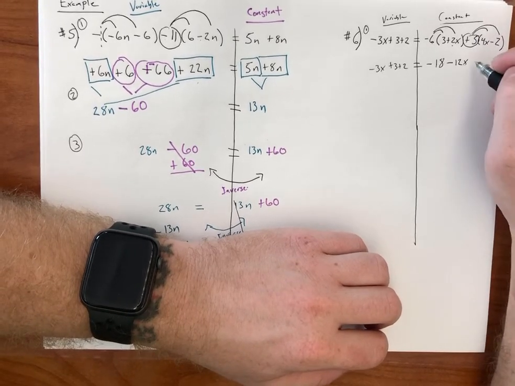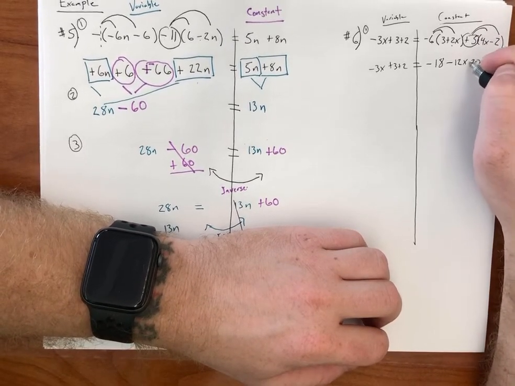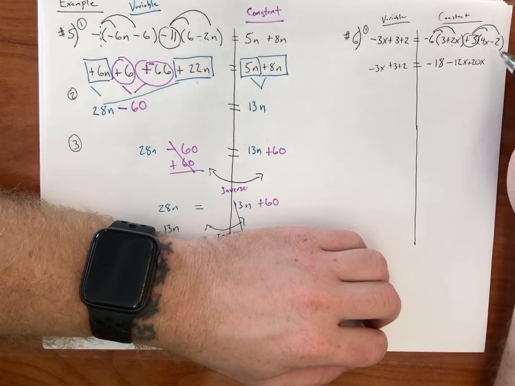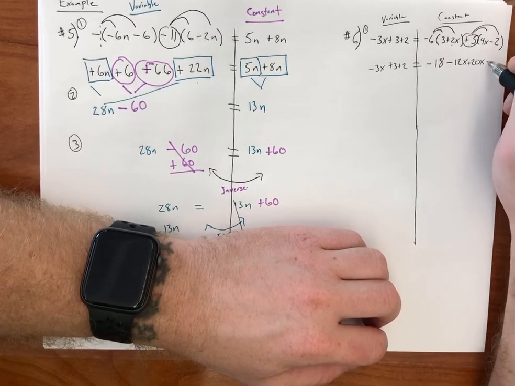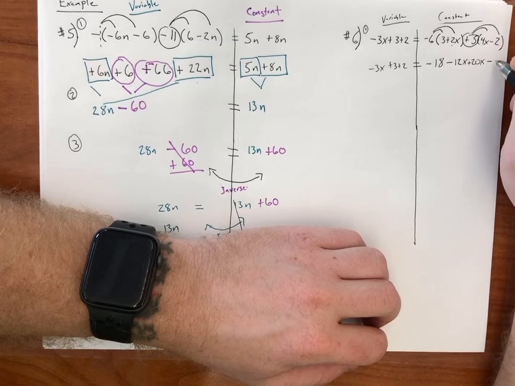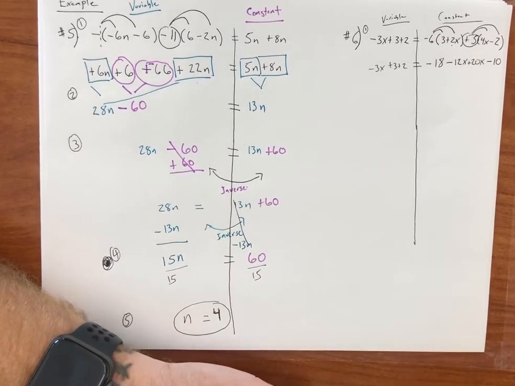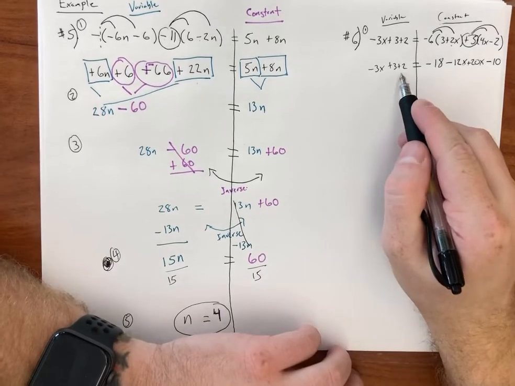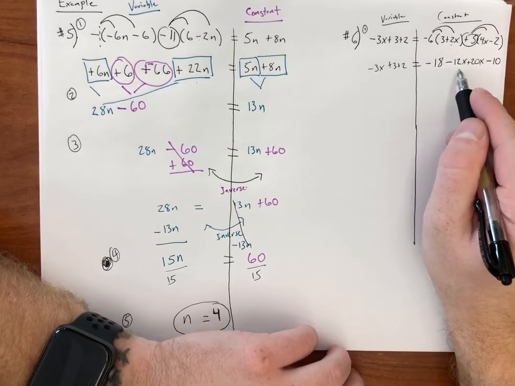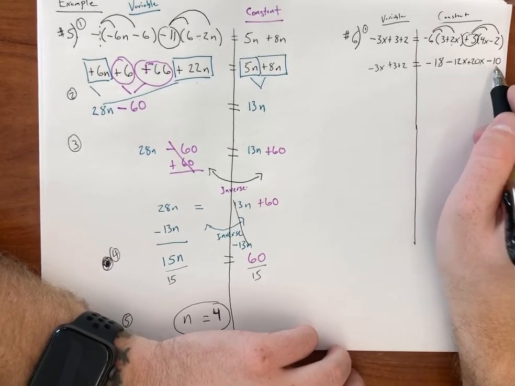Positive times positive gives me a positive. 5 times 4 gives me 20x, so plus 20x. And then positive times negative is going to give me a negative. 5 times 2 is going to give me 10. So again, now we are at this. Negative 3x plus 3 plus 2 equals negative 18 minus 2x plus 20x minus 10.